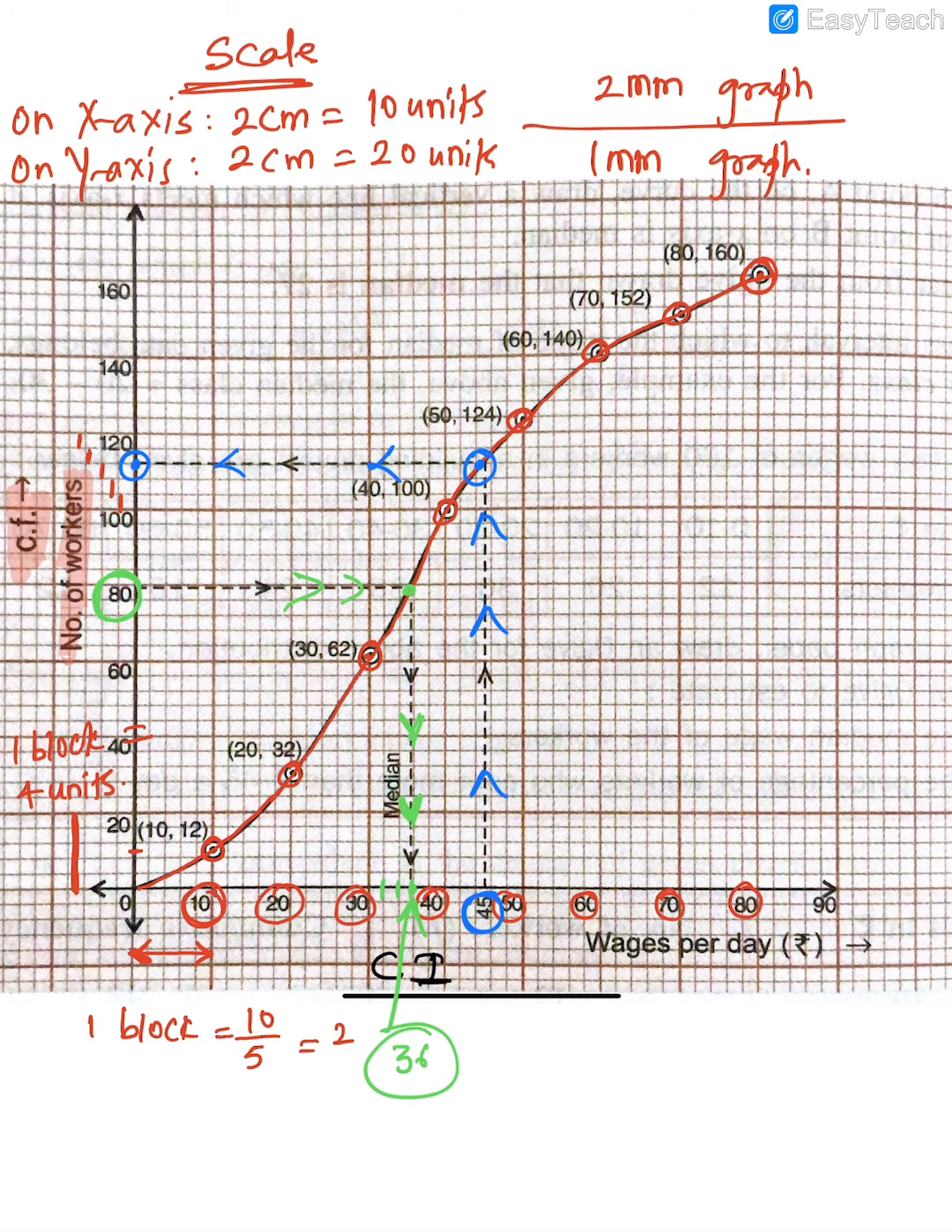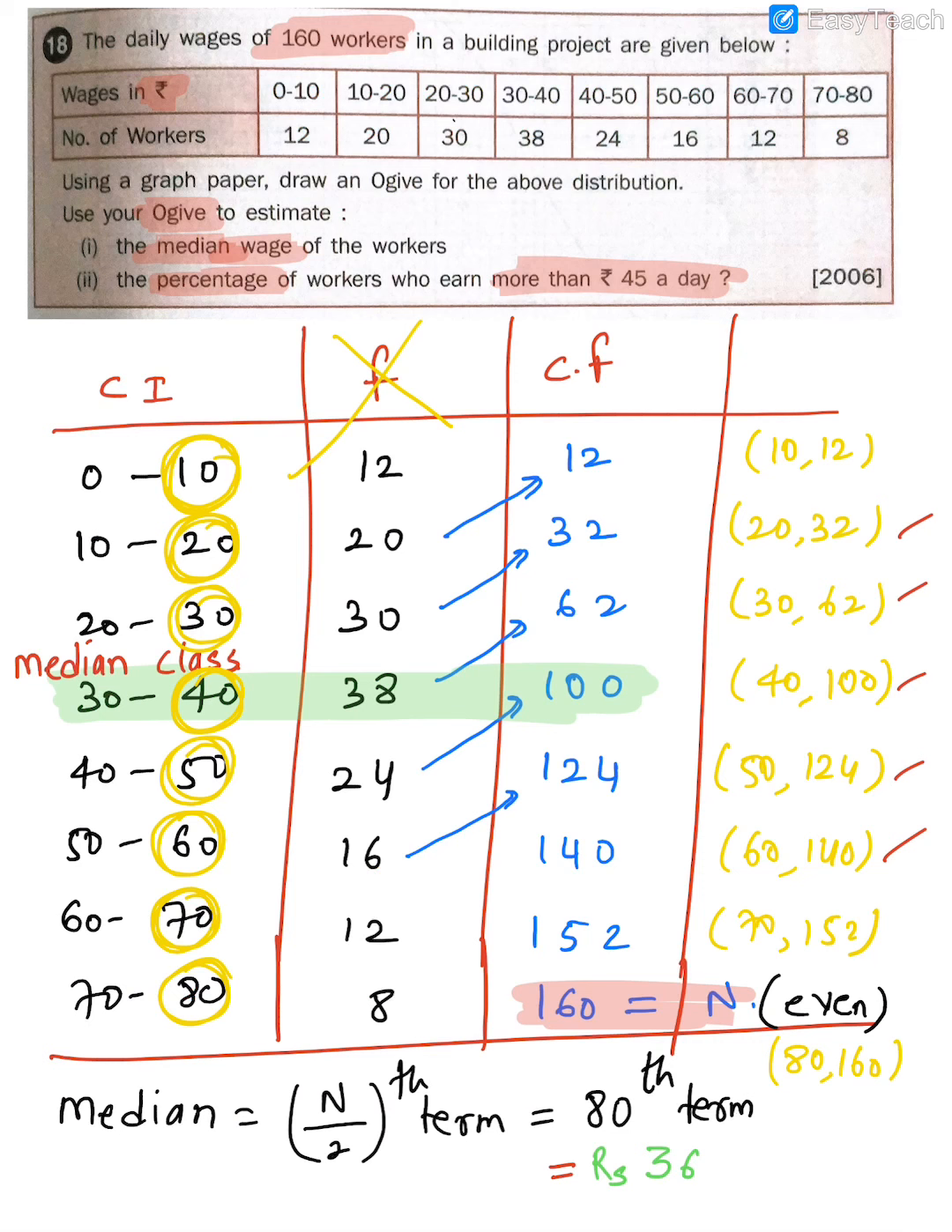Remember, I told you each block is how much? 4 units. So 1, 2, 3 blocks, so 12. So this number is what? 112. So there are 112 people who are earning 45 or less. But see the question properly. They are asking who earn more, right? They are asking us who earn more. So we have to find for more.